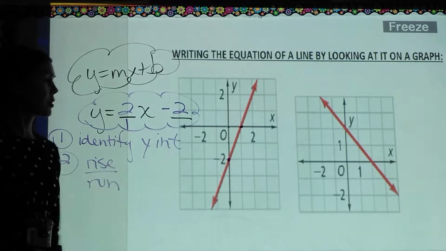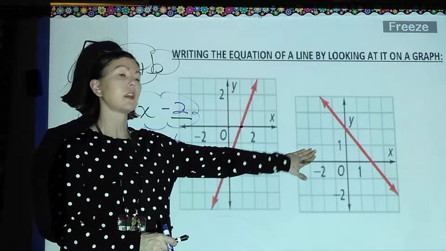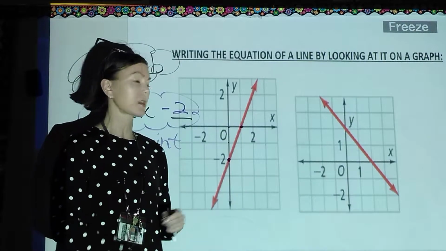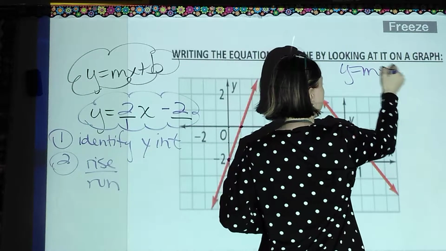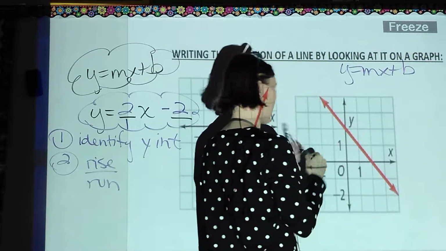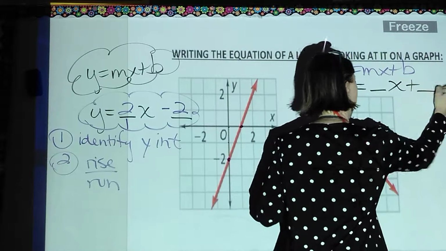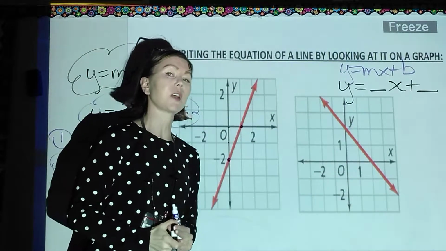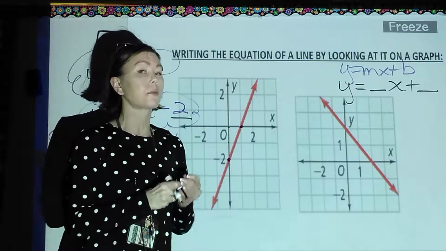You're done. So now I'd like you to find the equation of this line using the same 2 steps. Right away, you should automatically write y equals mx plus b, and then you should write it with the empties. Y equals blank x plus blank, and all you have to do is fill that in. So take a few minutes and write the equation of this line, and then I'll go over it with you.